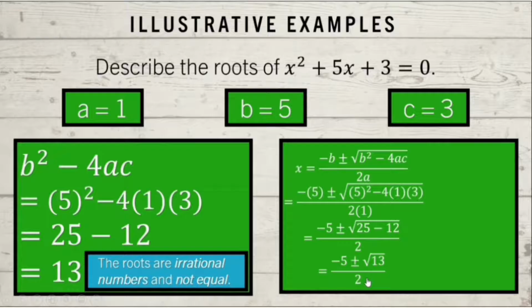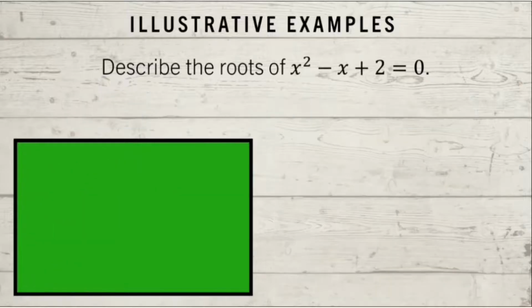And then separate the two operations. We will have negative 5 plus the square root of 13 over 2 and negative 5 minus the square root of 13 over 2. Therefore, the roots of x squared plus 5x plus 3 are irrational numbers and not equal. Therefore, our answer is correct. Let's have the last example.